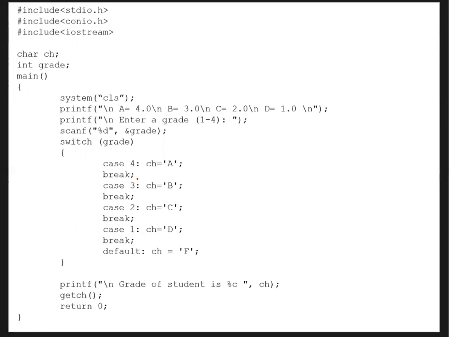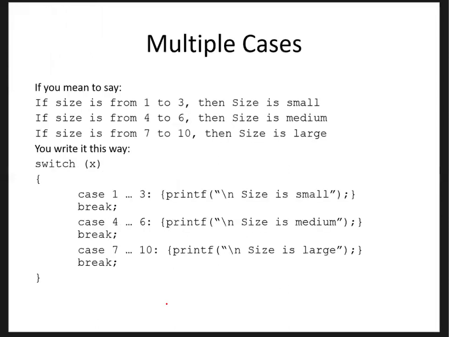Okay, and if it is 3, then ch is B. If it's 2, then ch is C. And if it is 1, then ch is D. Therefore, if the value entered here is not from 1 to 4, then it will just print F. Okay, and then it will perform the statement and then it will terminate. Now, what if we have multiple cases?